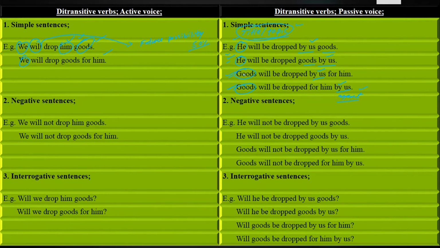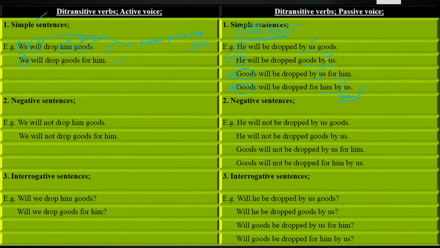Next, when you bring the direct object, the non-living, in third and fourth sentences in the place of subject, by us will come at the beginning and for him at the end, or for him at the beginning and by us at the end. Now simple sentences, which make a simple statement. He will drop him goods, he will drop goods for him.